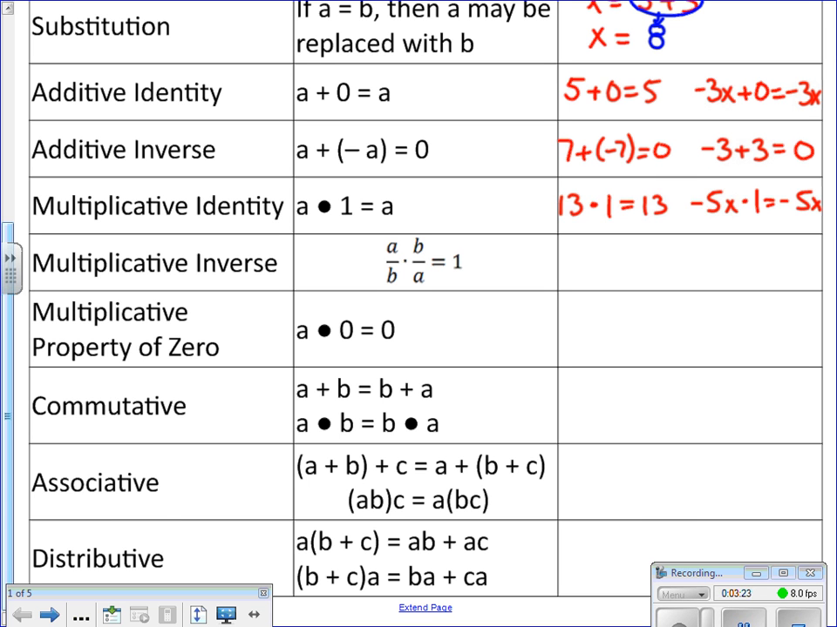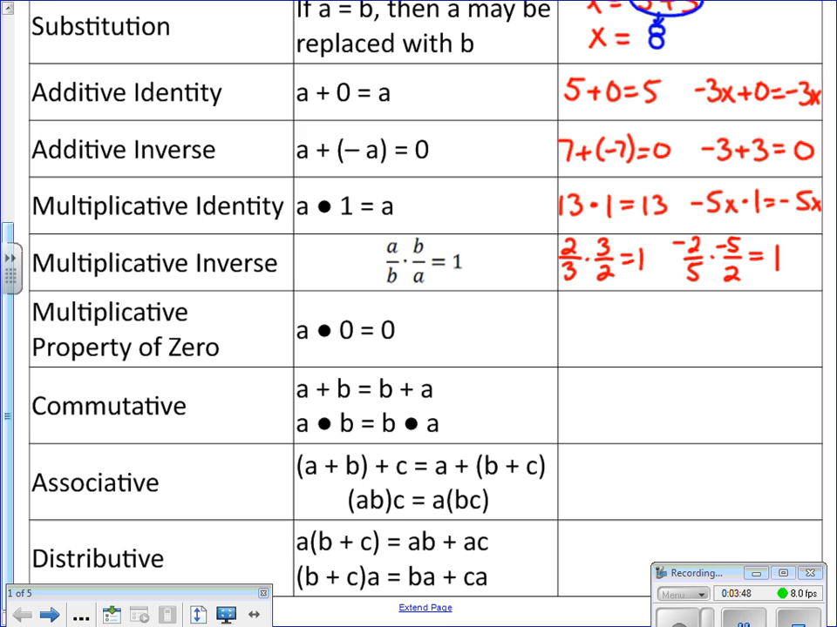The multiplicative inverse puts two reciprocals times each other equal to 1. So 2/3 times 3 over 2 equals 1. Negative 2 over 5 times negative 5 over 2 equals 1. See how they're reciprocals? That will always equal 1.